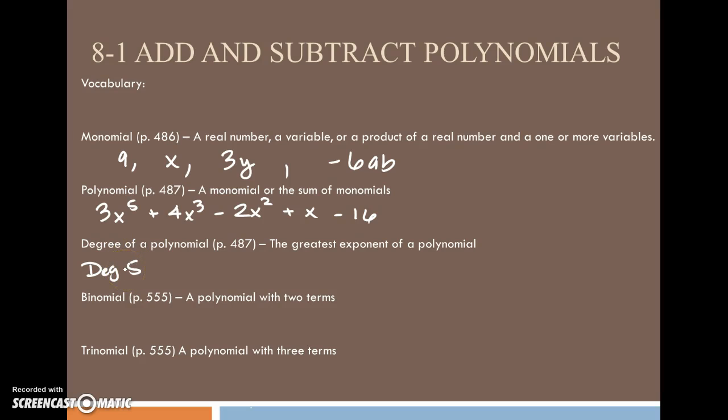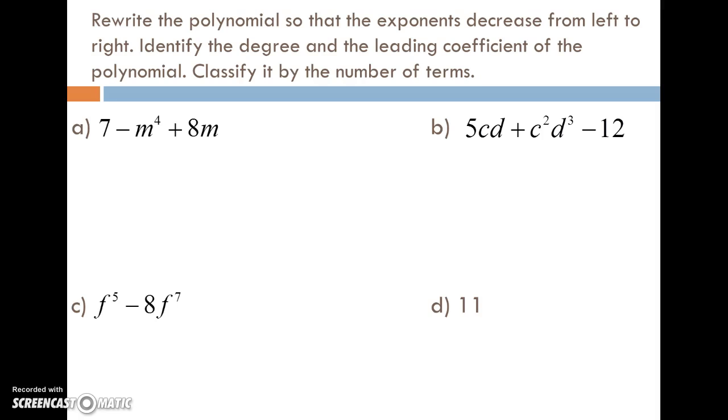A binomial is a polynomial with only two terms, like 4x plus 2 or y to the 3rd minus 5. Two terms, binomial. Kind of makes sense. A trinomial would be a polynomial with three terms, like 5x squared plus 2x minus 7, for example. That's your vocabulary. Make sure you have it all written down.